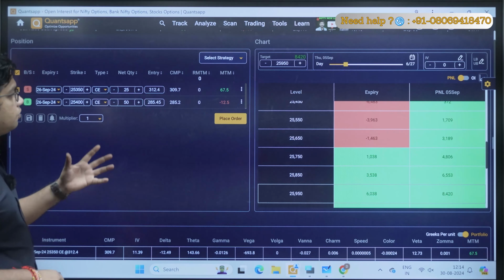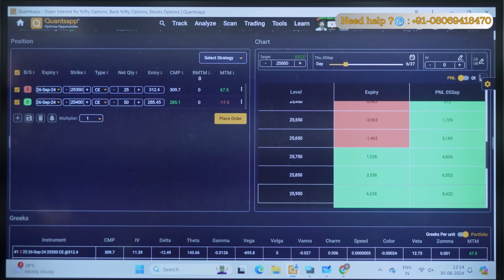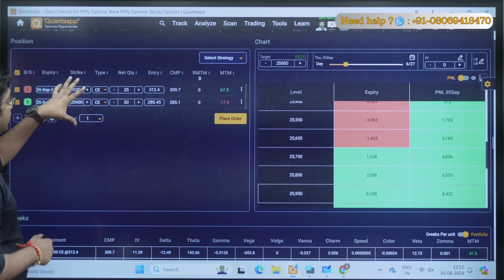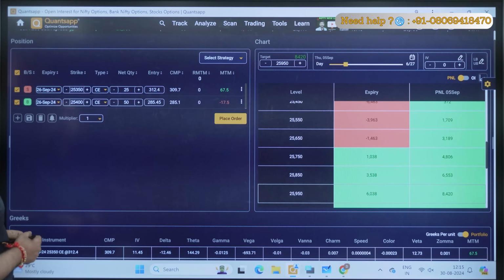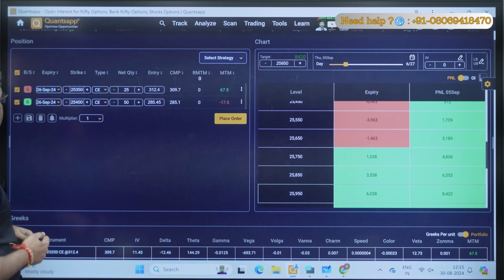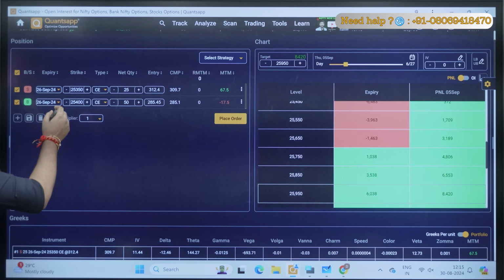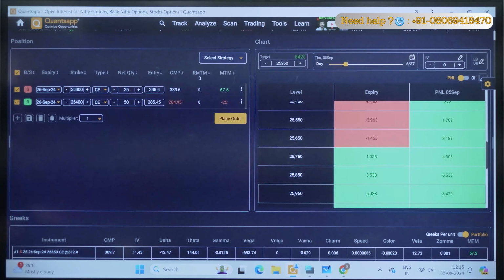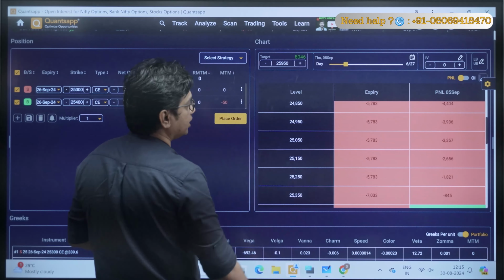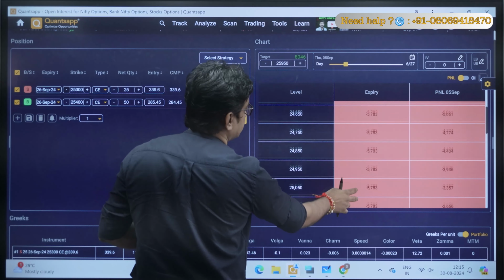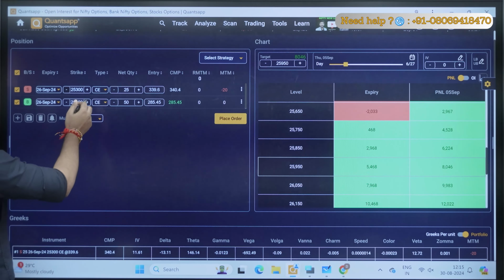Now if you want to improve this, what I can do is change the lot size, and I can change the strike also. Let's just say I am selling the call option of the ATM level. Let's say I go to slightly ITM. Will it increase my profitability? No, it is not increasing. But here you can see the loss has been reduced.